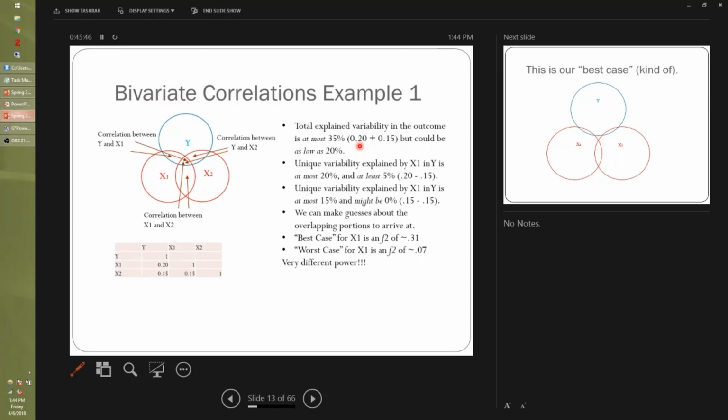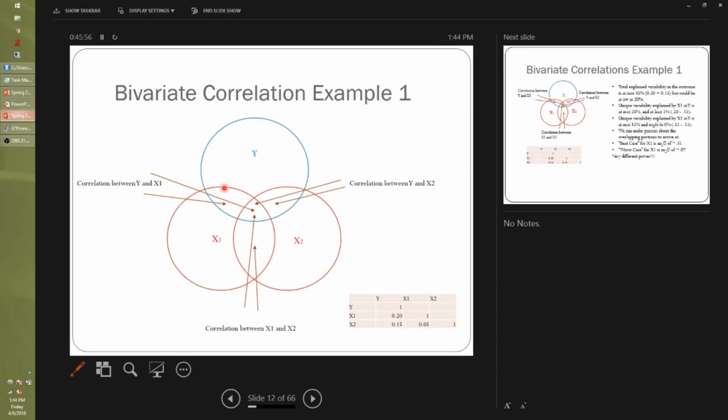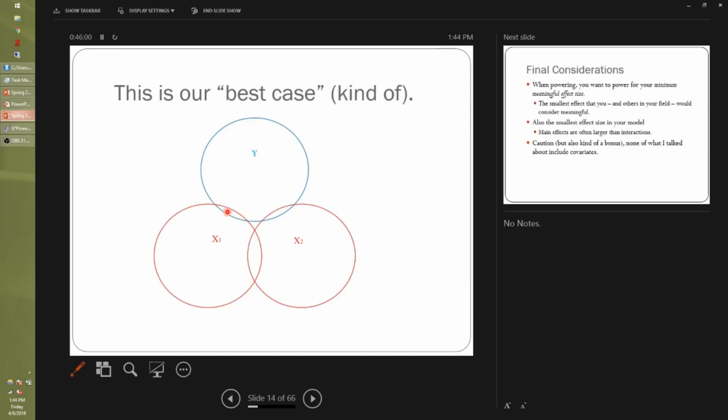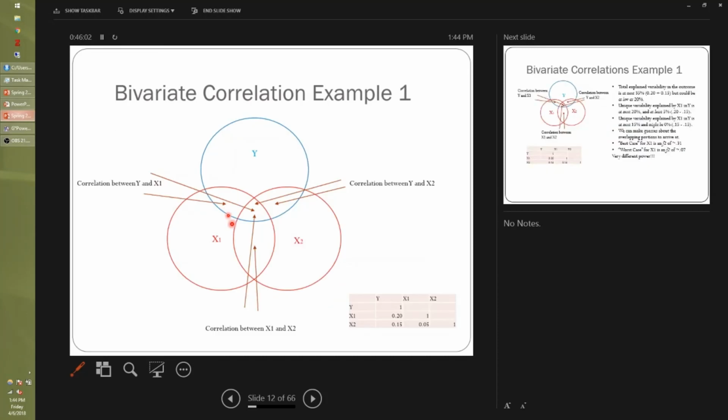So 0.35. Well, no, because the numerator is the specific effect. So the numerator is going to be the unique variability. Whatever is in this piece right here. So it could, if it's like this, be 0.2. If it looks like this, where there's some overlap, it's something less than 0.2.